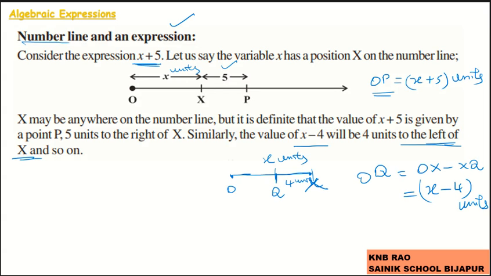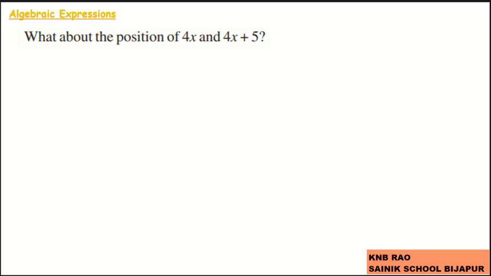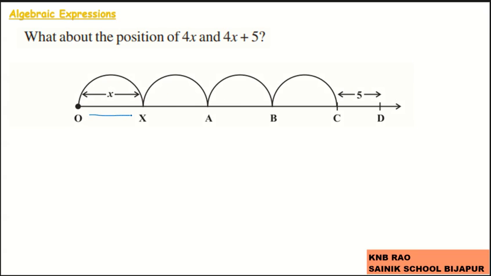Now coming to one more example. What about the position of 4x and 4x plus 5? Now children, you know 1 time x is OX distance. Here from O to x, I have 1 time of x units. Now when I want 4x times, what I must consider? I must consider this OX distance not for once, but twice, thrice, 4 times. That means this distance from O to C is 4 times x units.